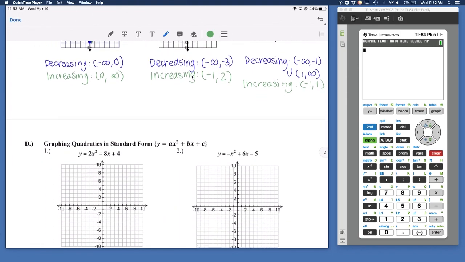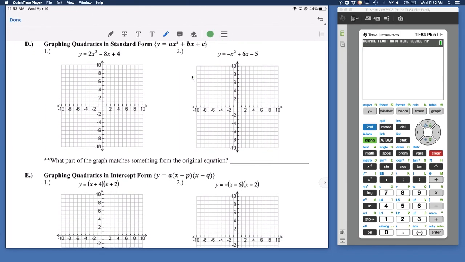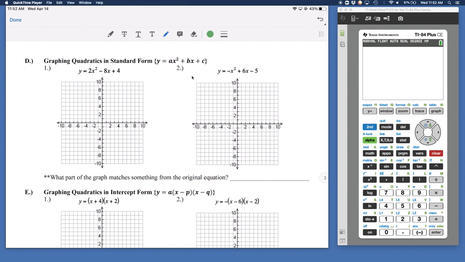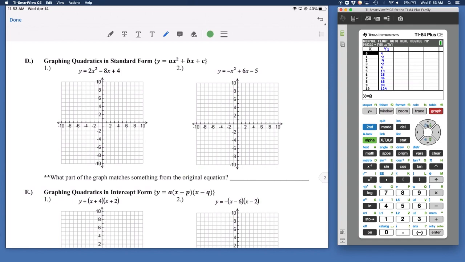Okay, the second part of our lesson today is graphing quadratics. For graphing quadratics, I would use your graphing calculator. So remember, we're going to hit y equals, and then we put in 2x squared minus 8x plus 4. You're welcome to just look at graph, and it will show you that 10 by 10, but I don't feel like this is super accurate. So if you hit second graph, it gives you this table of values, and you can scroll up or down to see things.